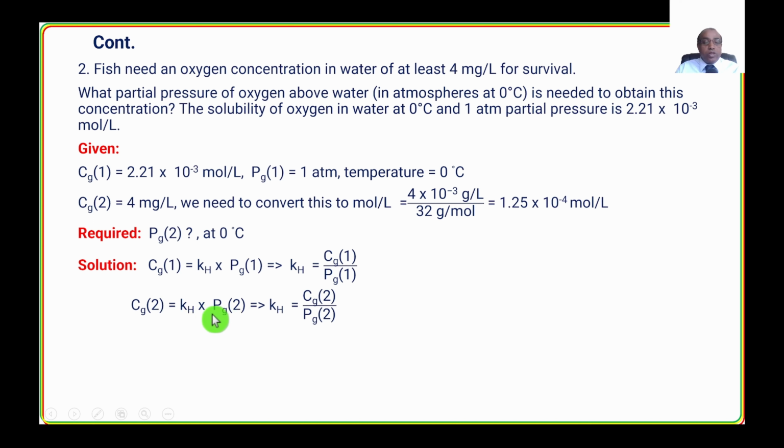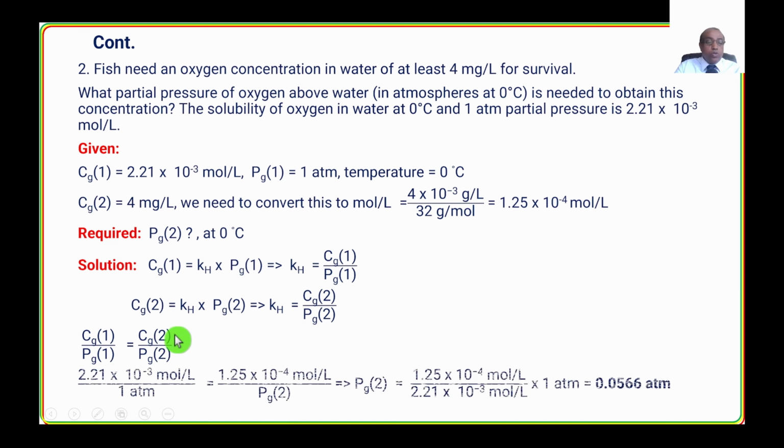Just divide both sides by the partial pressure of gas 2. So you'll get Henry's constant equals the concentration of gas 2 divided by the partial pressure of gas 2. So these two equations are equal because they have the same Henry's constant. If you arrange it in this way, these two equations are equal because this is just Henry's constant. So we just need to plug in the values.